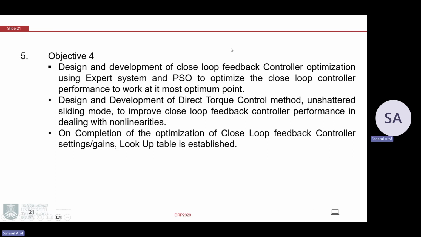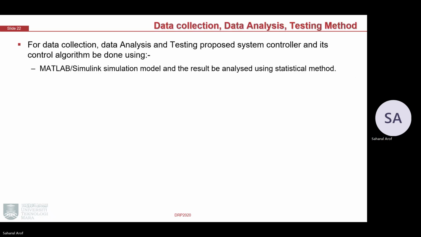Objective number 4, design and development of closed loop feedback controller optimization using expert system and PSO to optimize the closed loop controller performance. And then design the development of direct control method and unshuttered sliding modes to improve the closed loop feedback controller. And then on completion, we establish the lookup table. The data collection, data analysis, and testing for procedure and control are done using MATLAB simulation model software.